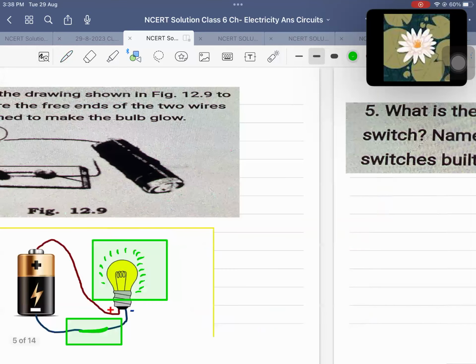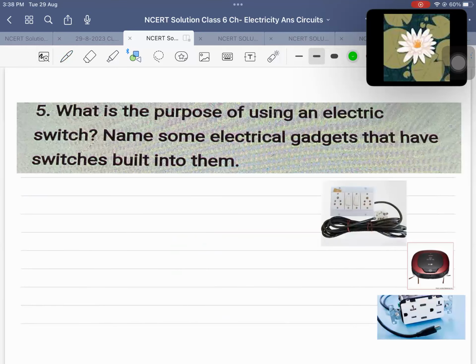Fifth question, what is the purpose of using an electric switch? Name some electrical gadgets that have switches built into them. So an electric switch is used to make the circuit open or closed for a particular appliance. And hence, with the help of a switch, we can use the appliance accordingly.